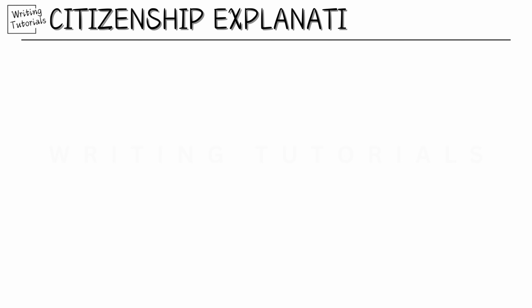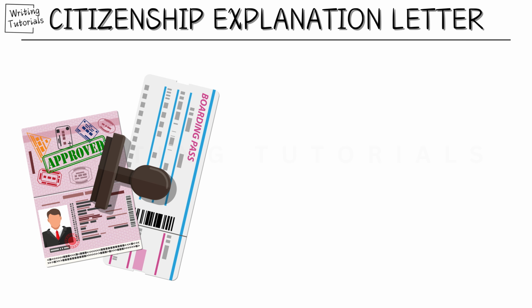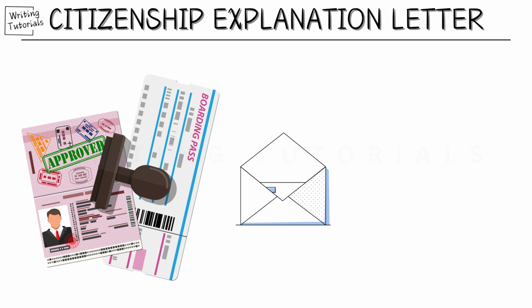Even a small inconsistency in your immigration records can delay the processing of your application. Something as simple as unclear citizenship information or missing documentation may lead immigration officers to request additional evidence before making a decision. That's why providing a clear and professional explanation letter can be an important part of keeping your application complete and accurate. In today's video, I'll show you exactly how to write a citizenship explanation letter step by step.